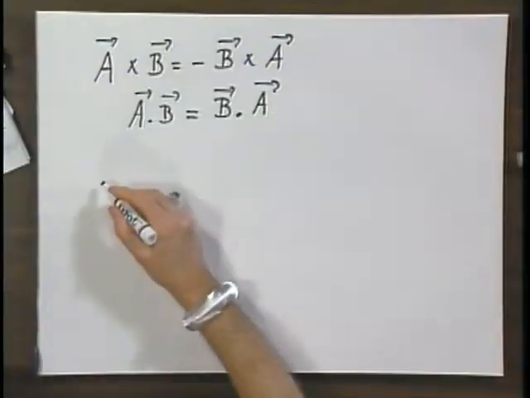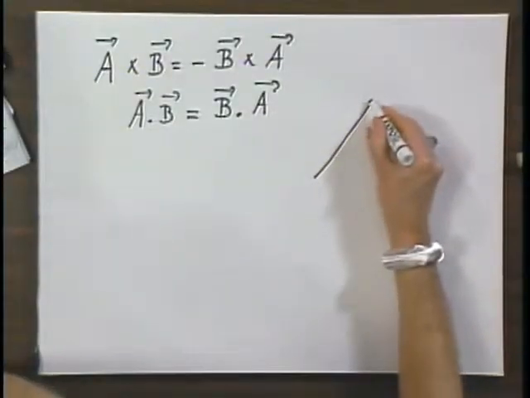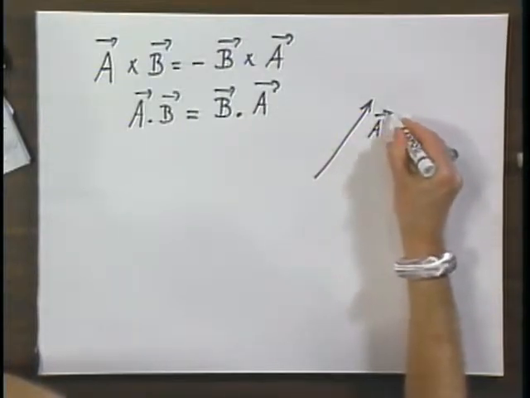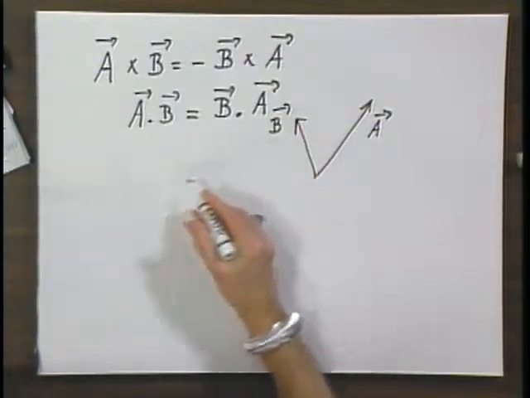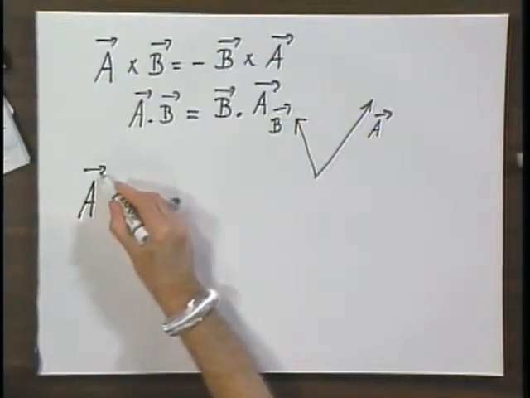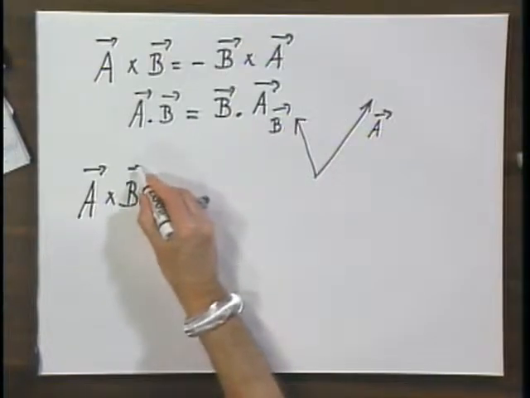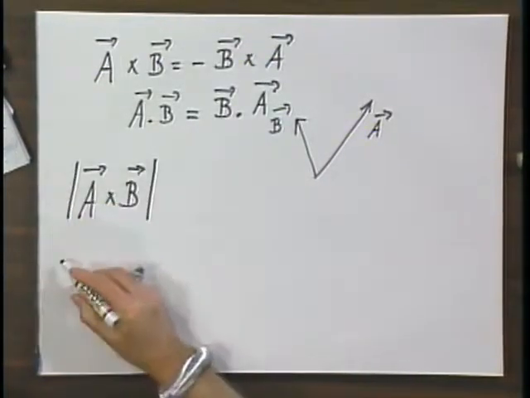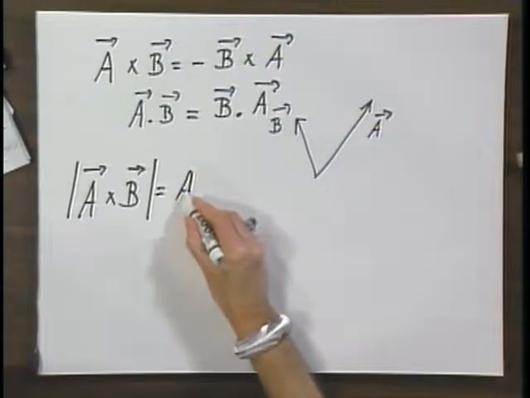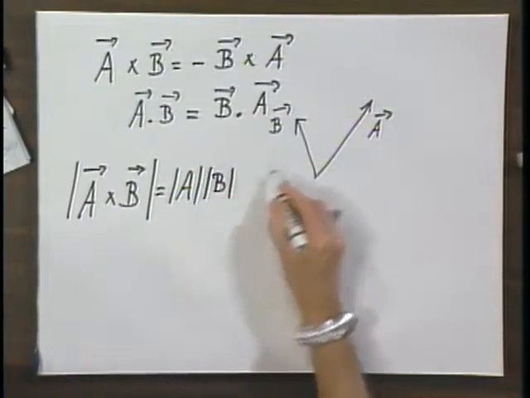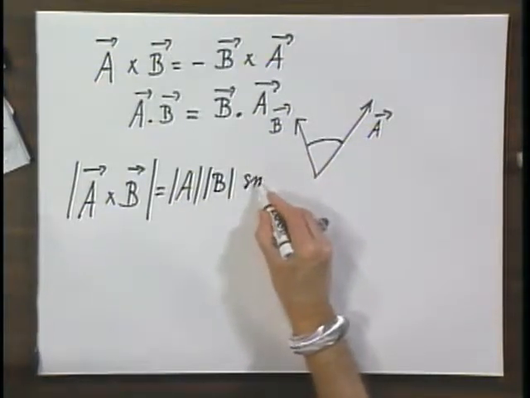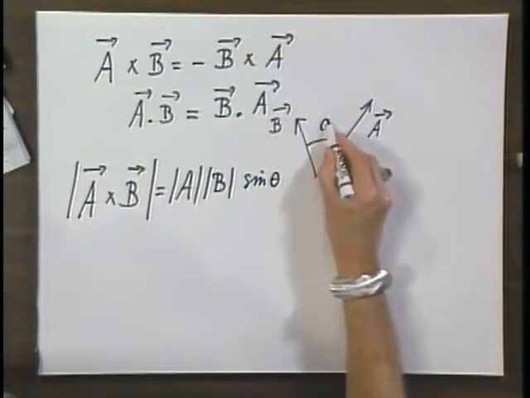Now comes the question, what is the magnitude of the cross product? If we have a vector A and we have a vector B, then the magnitude of A cross B, this indicates magnitude, equals the magnitude of the vector A itself times the magnitude of the vector B itself times the sine of the angle theta.